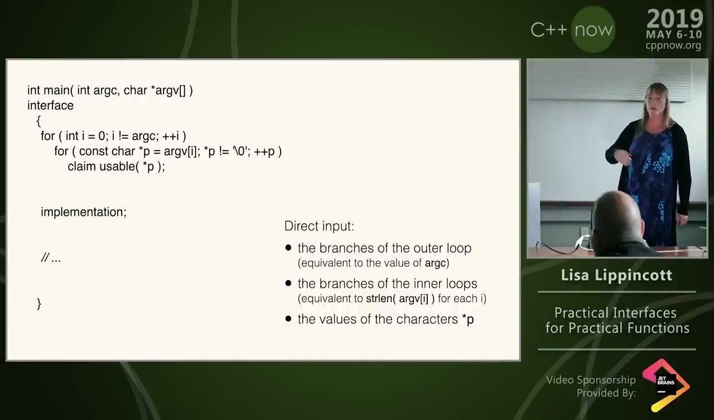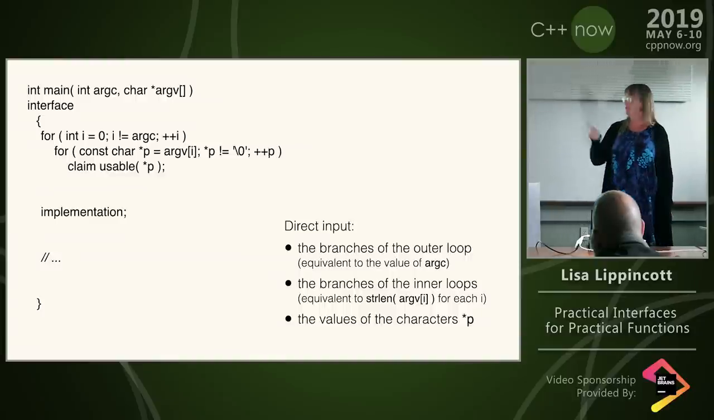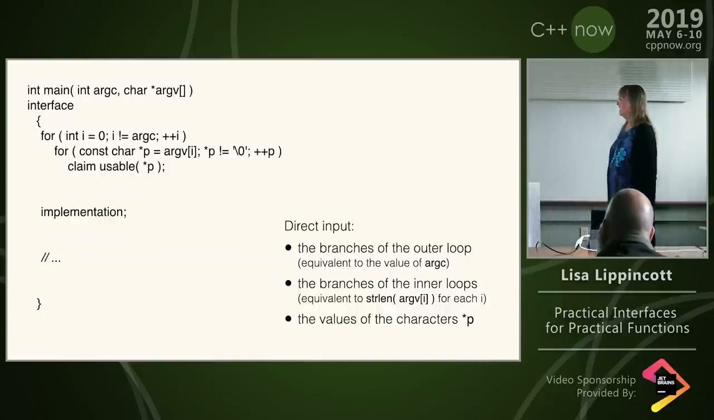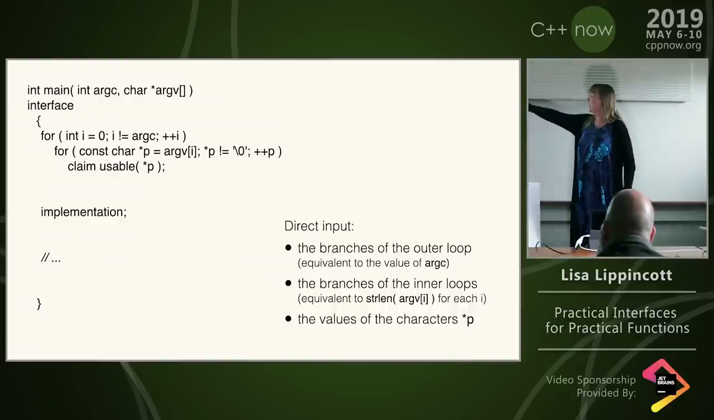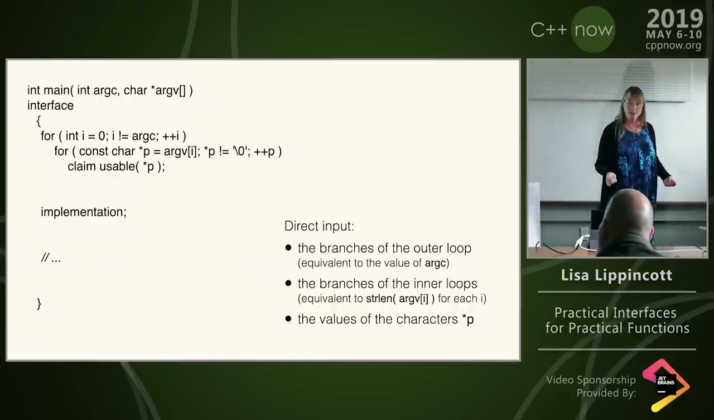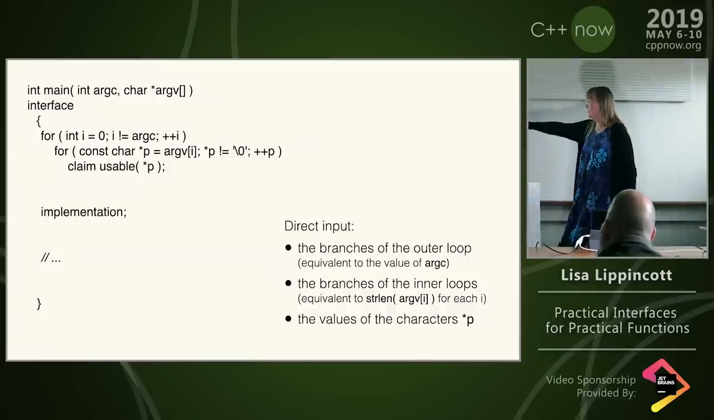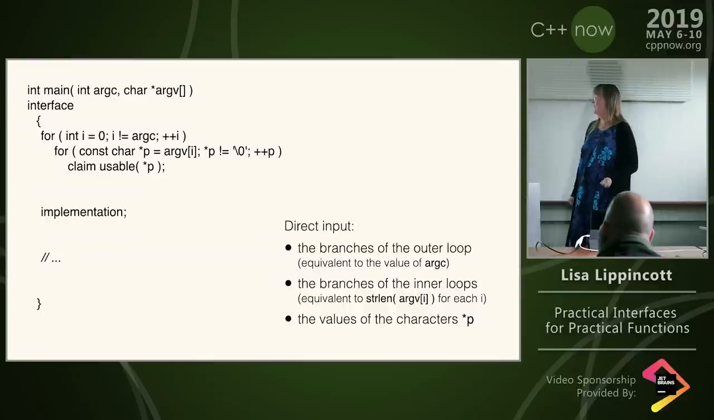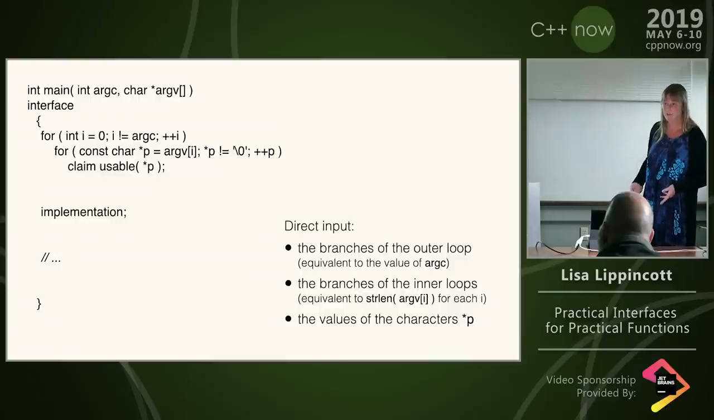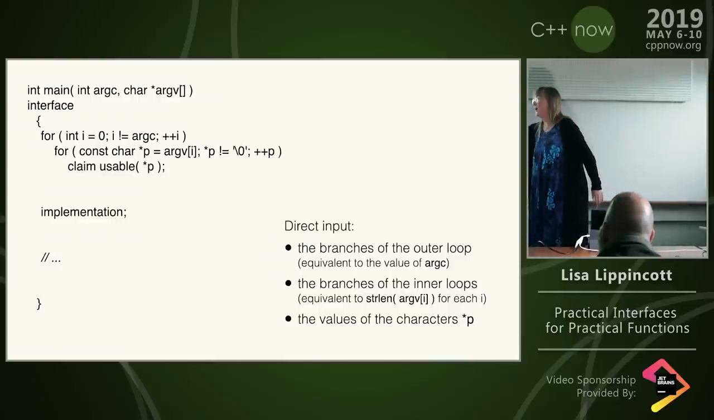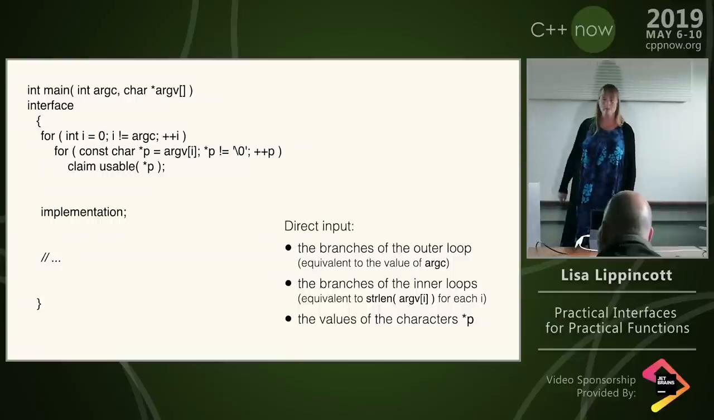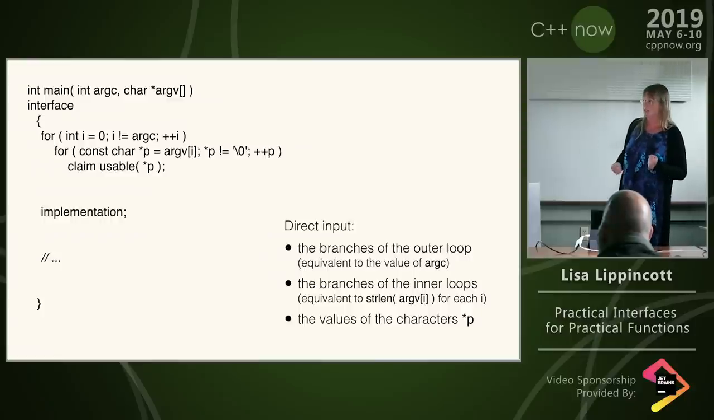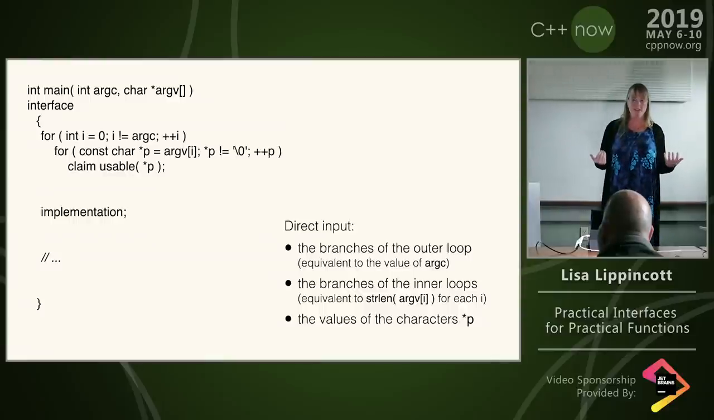That is, the values of those const things in this case are direct input to main. And so here is, if you saw the other talk, the direct input includes all the branches we're taking. They're part of the direct input. So the branches of the outer loop, which do incidentally tell us the value of argc, and the branches of the inner loops, which incidentally tell us what the string length is, but also the directly claimed values of star p. So that's our direct input here. And you'll notice that it kind of matches some of the scaffolding.